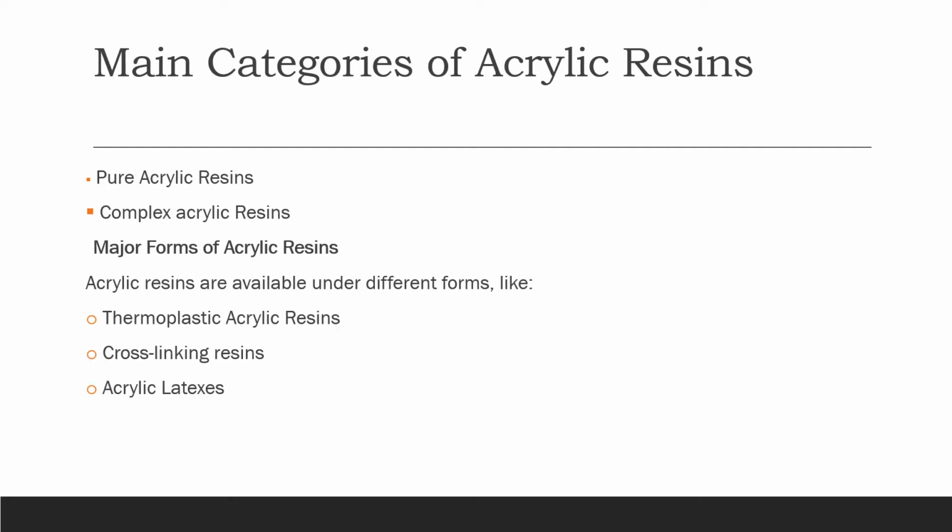So what are the main categories of acrylic reagents? Depending on the composition, we can divide acrylic reagents into two different categories. First one is pure acrylic reagents, and second one is complex acrylic reagents. So pure acrylic reagents, first we'll discuss. Pure acrylic reagents contain only acrylic monomers. As by the name you can understand, pure acrylic means they contain only pure acrylic monomers, and on each monomer different functionalization groups, like R groups, are possible.